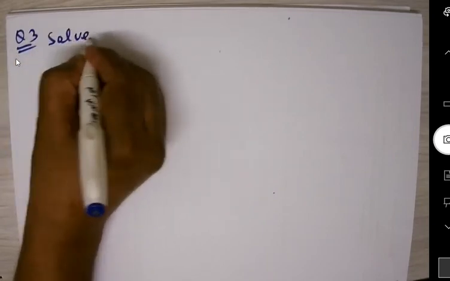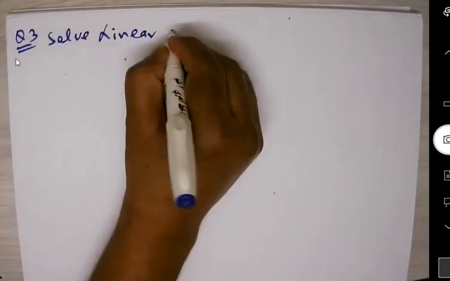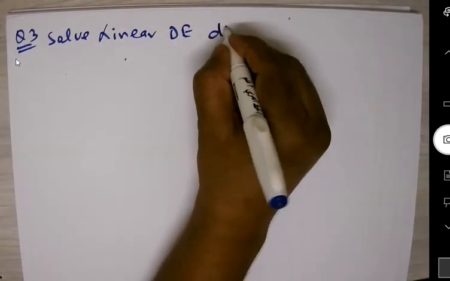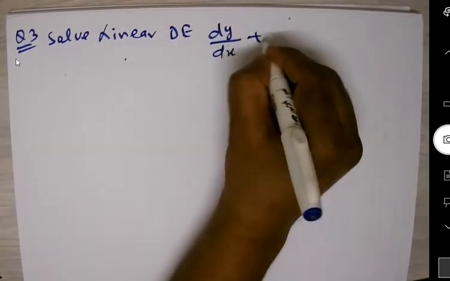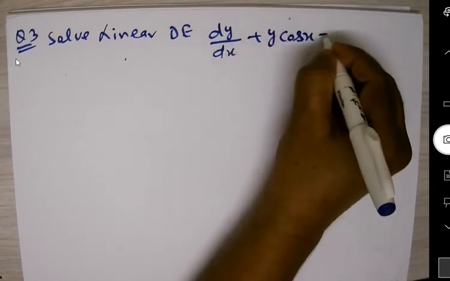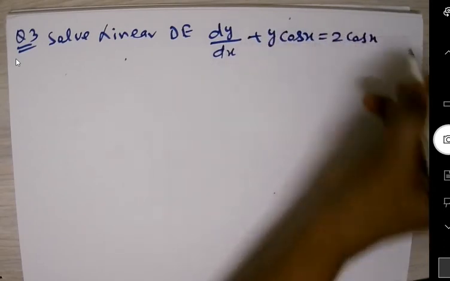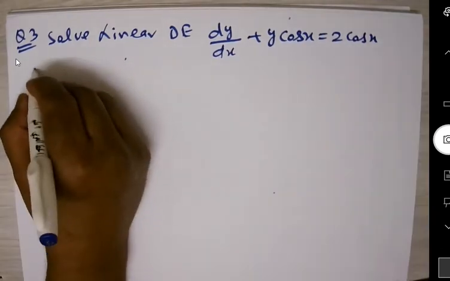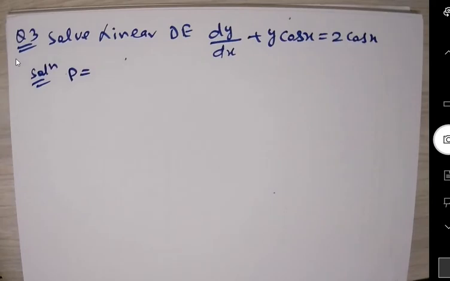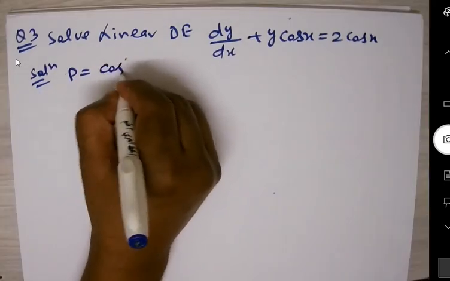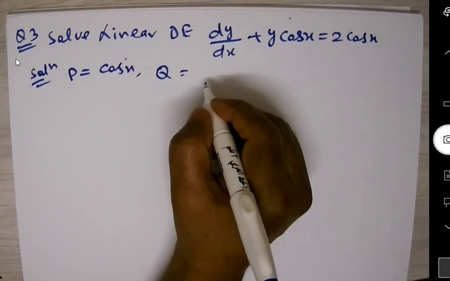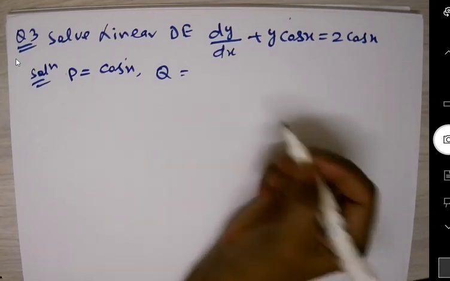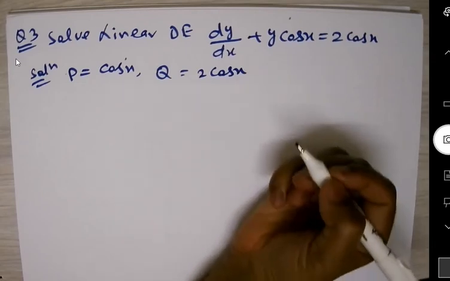On continuation of that, I am picking another question from the ProQuest library, solve question number 3. Solve the linear differential equation. What is that? dy/dx plus y times cosine of x is equal to 2 cosine of x. Now compare that here. What are the values of p and q? Just write it. So p is equal to cosine of x, and q is equal to 2 cosine of x.